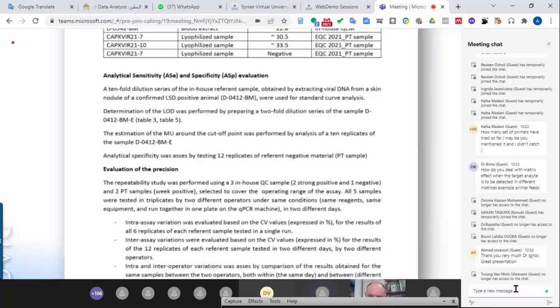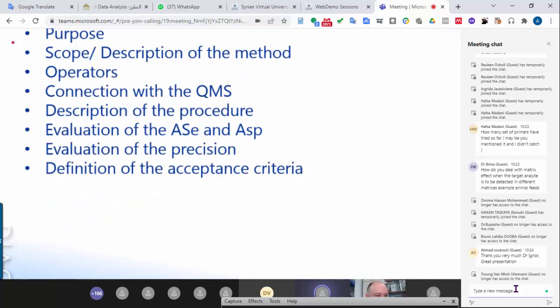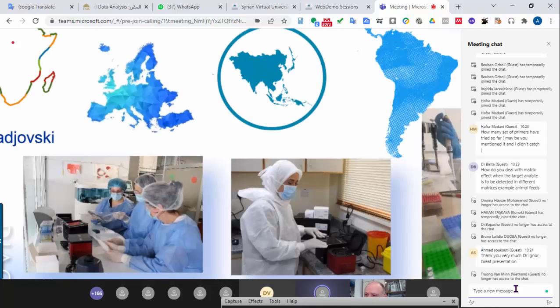One question from Turkey. When you calculate the limit of detection, you use 3 triplicates. Is it enough? Is it representative for 95% confidence? What if one of 10 replicates was negative?